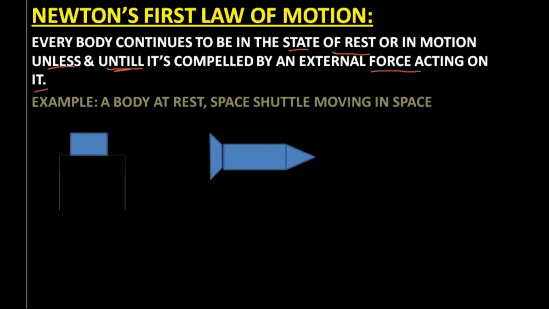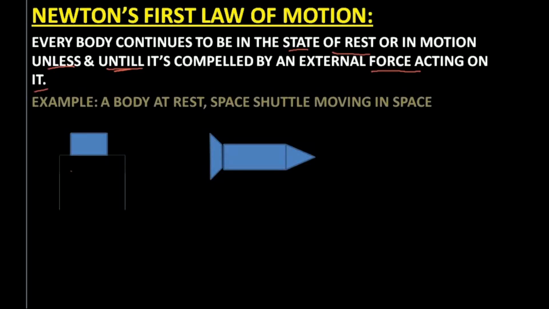As it states, every object in the universe continues to be in a state of rest. Either it wants to be in the state of rest only or in the state of motion only, unless it is compelled by an external net force acting upon it. Any force has to be applied on an object so that there is a modification in the motion or in the direction.